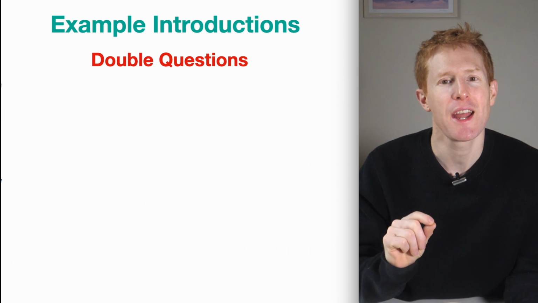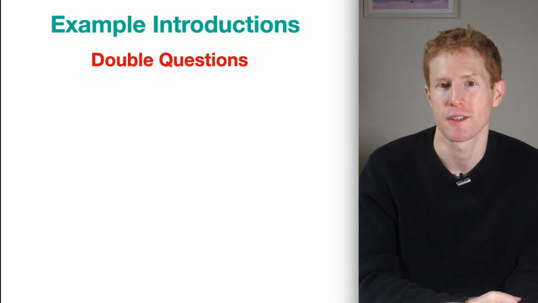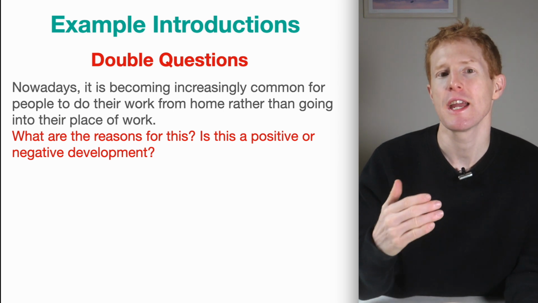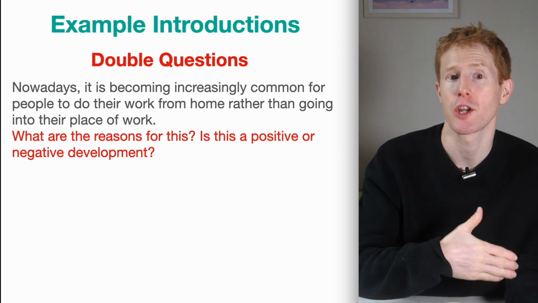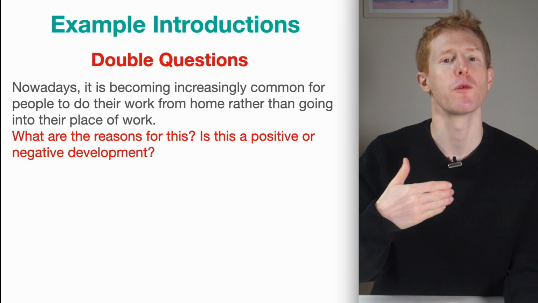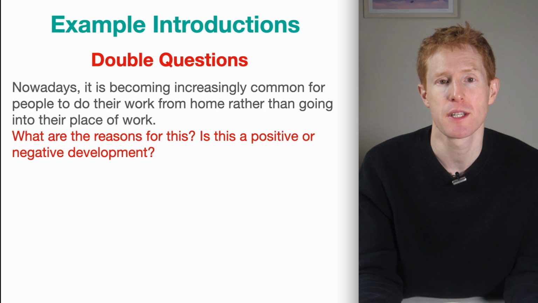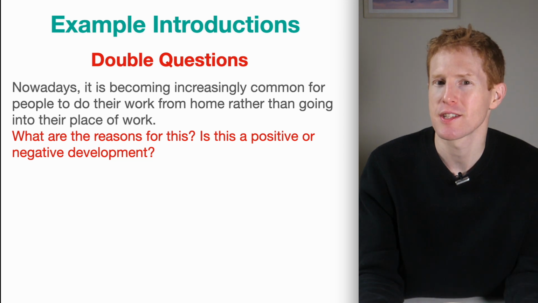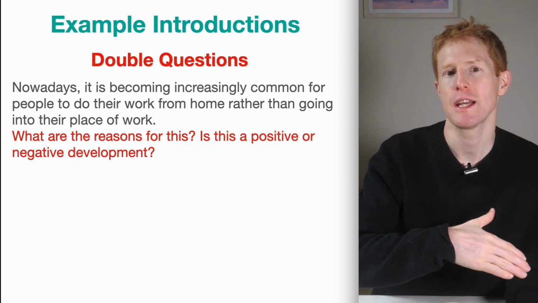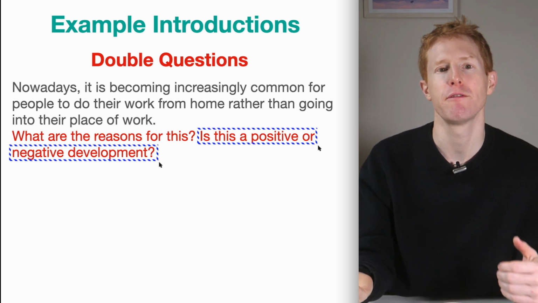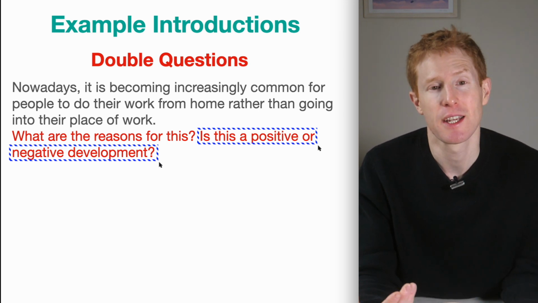Okay, there are many other types of double questions. Here's another type of double question. Nowadays, it is becoming increasingly common for people to do their work from home rather than going into their place of work. What are the reasons for this? Is this a positive or negative development? Quite a tricky question to get in IELTS. The first part asks what are the reasons. The second part is asking whether this is a positive or negative development. So it's similar to an advantage-disadvantage essay in the second part.